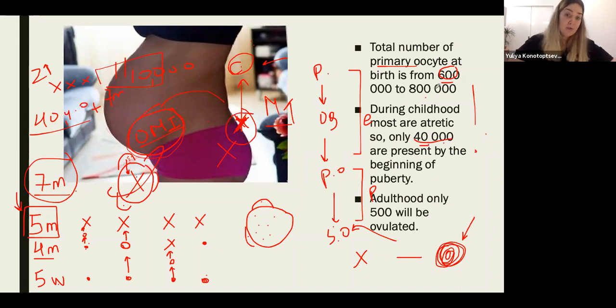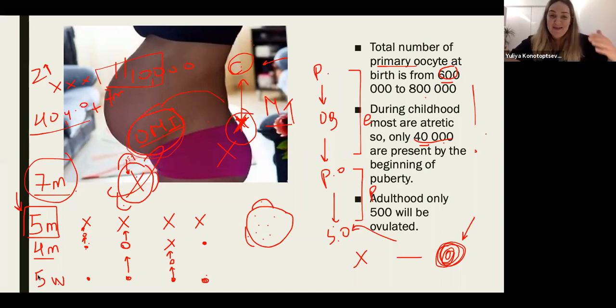You see, when you're born, you have 600 to 800,000 primary oocytes, but when you start puberty, you have only 40,000 because primary oocytes keep on dying. Okay, that's the problem in a female. In men, we keep on making. In female, we keep on dying, the primary oocytes.